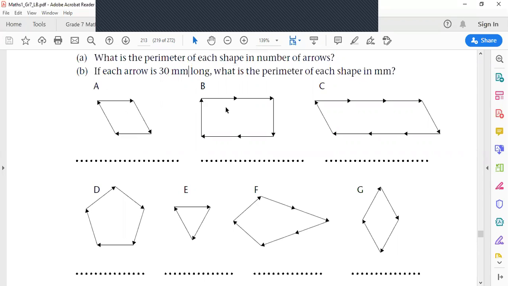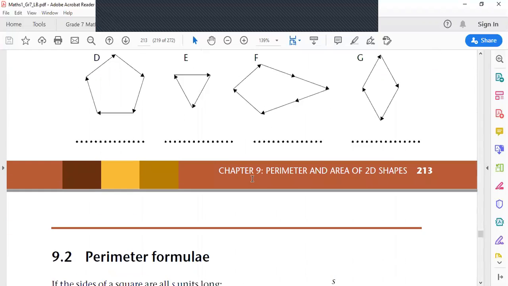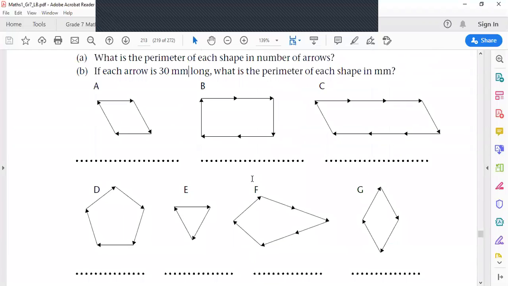Okay, same thing here. Let's do this one. So we got 1 for F. We've got 1, 2, 3, 4, 5, 6. So it's 6 times 30. 6 times 3 is 18. So then you add the naught, so it's 180. Okay, so it's 180 millimeters long. Okay, but it's perimeter, so it's only millimeters, eh?